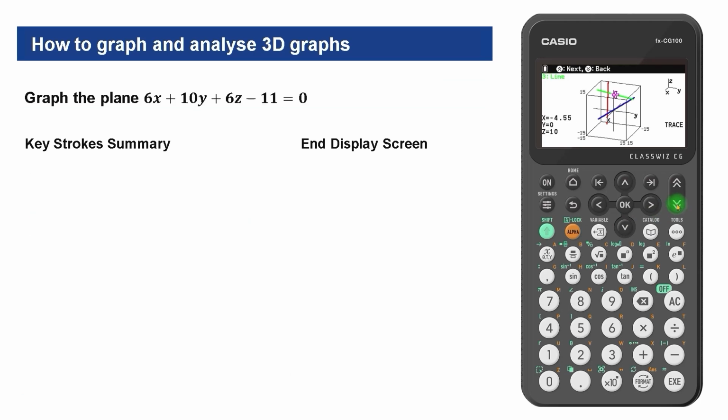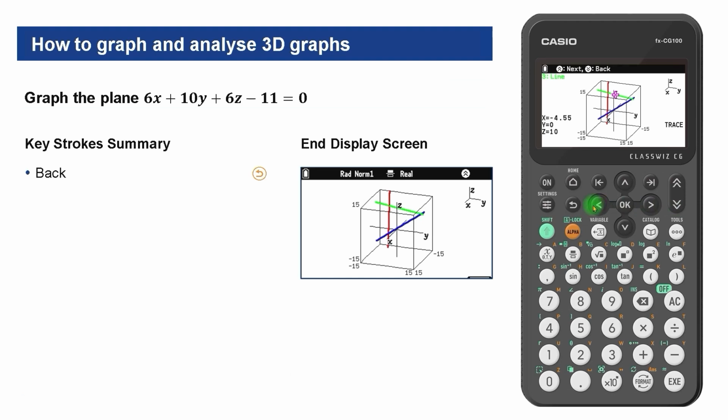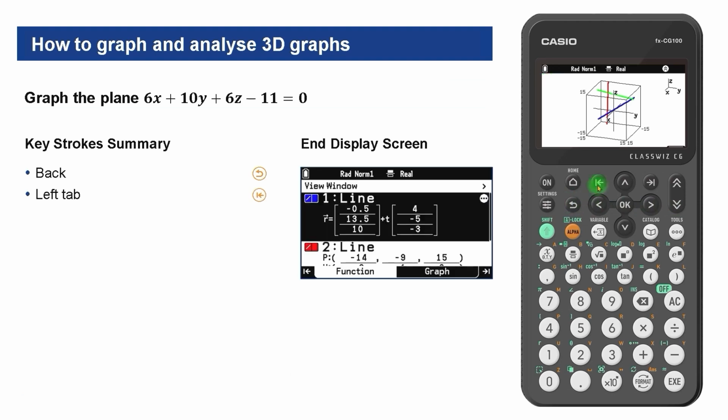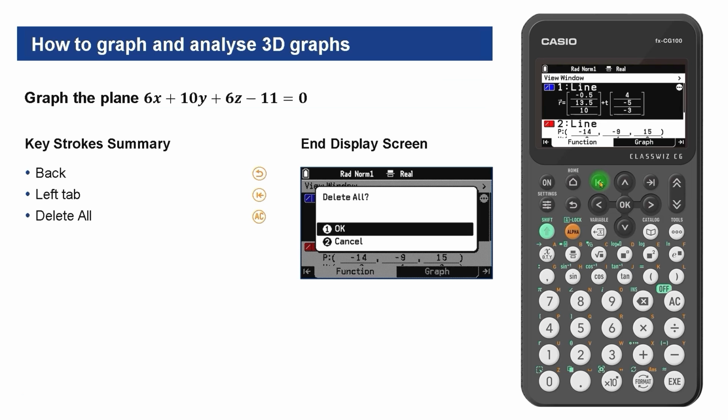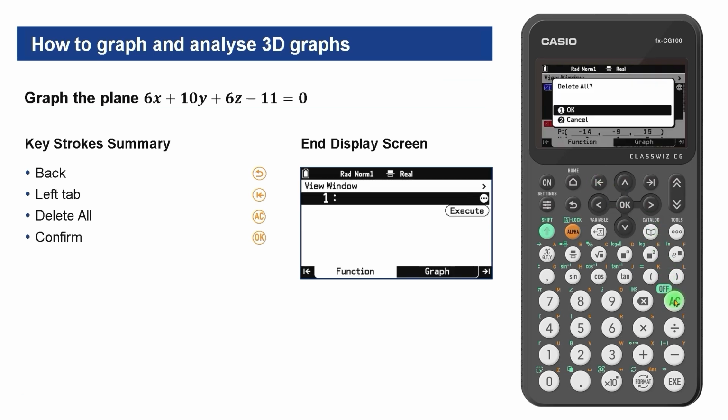We can now move to the second type of 3D graph to be demonstrated, which is a plane. End the analysis with back and press left tab to return to function. We will now delete all the existing lines with all clear. Then confirm the deletion.